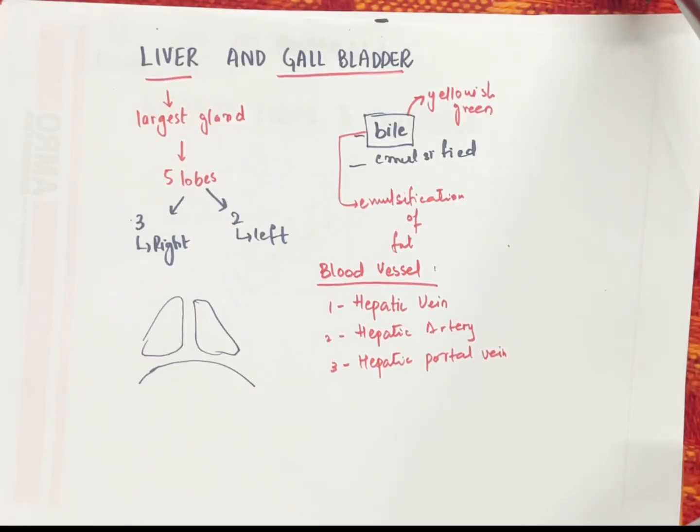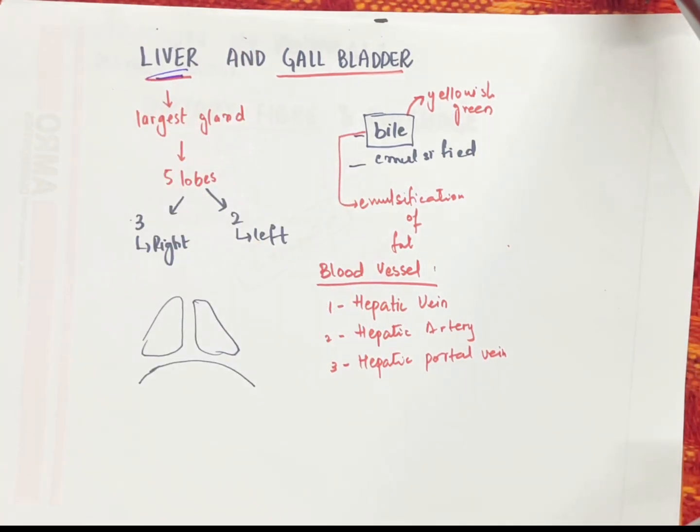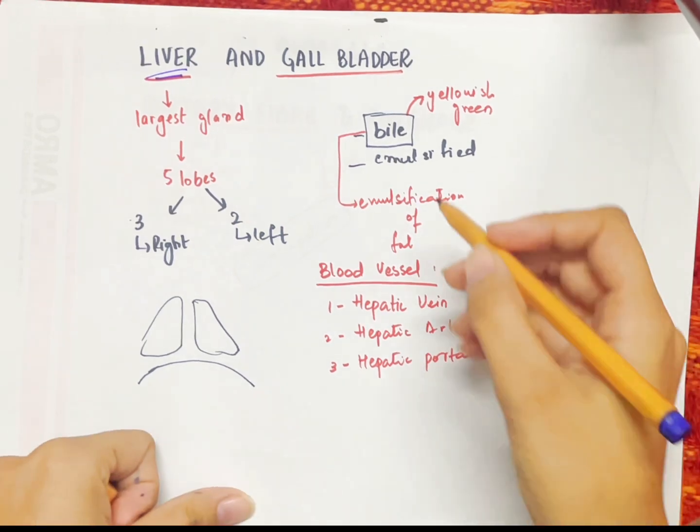Just like the pancreas, we're going to talk about the liver and the gallbladder. The liver is the largest gland of the body. It consists of five lobes: three on the right side and two on the left side. It secretes a secretion known as bile. Bile is yellowish green in color.